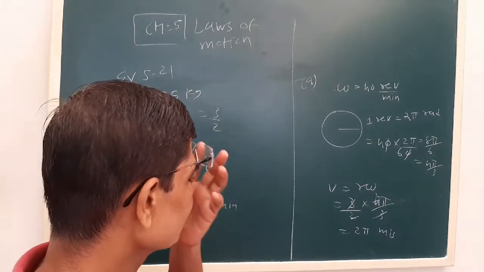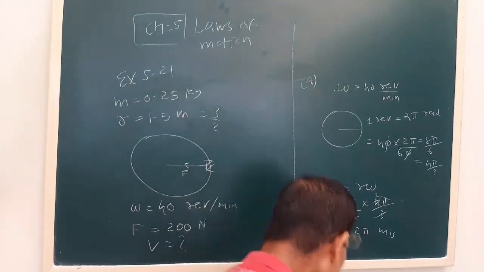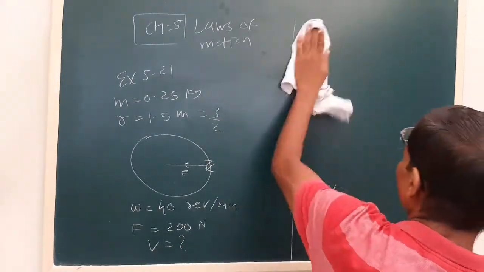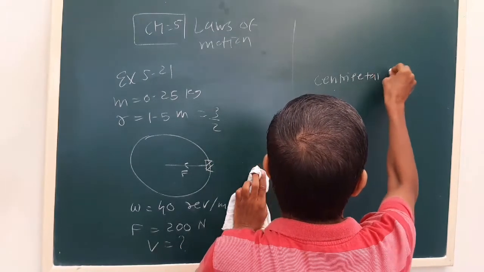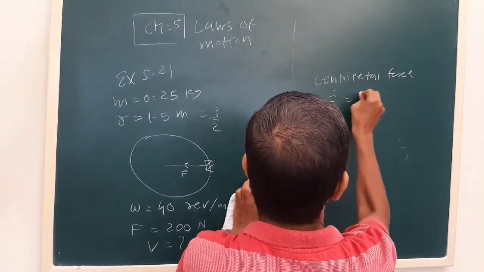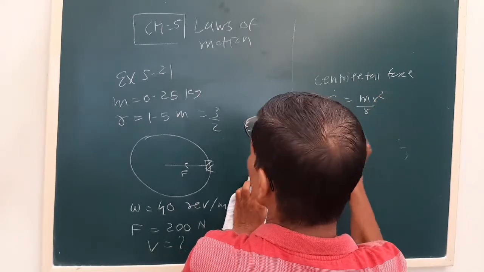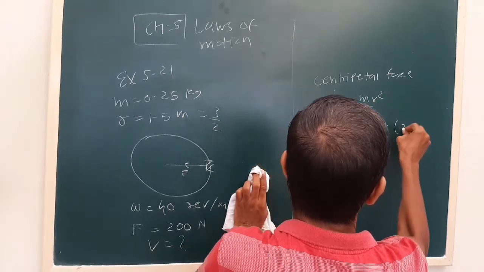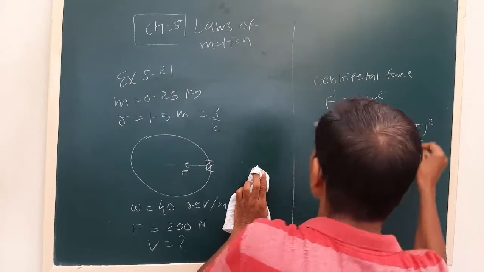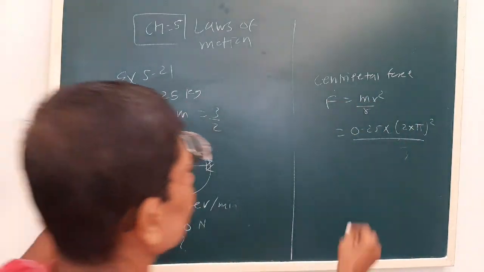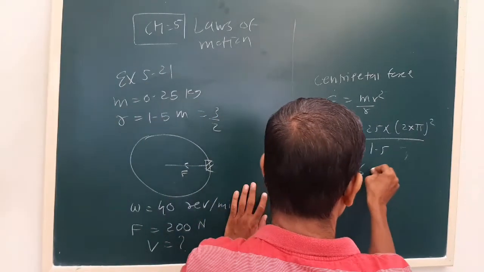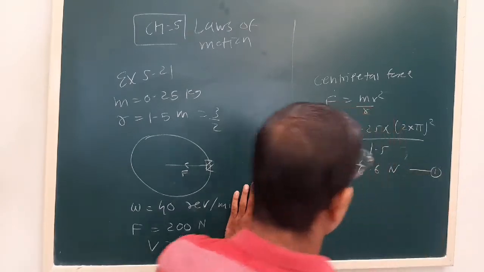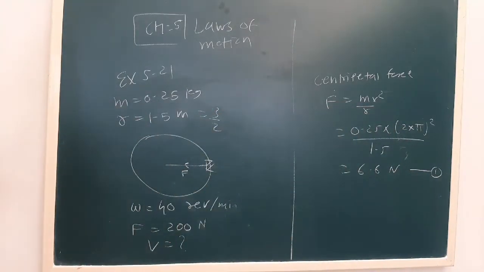Now the centripetal force is F equals m v square by r. Mass is 0.25, 2 pi whole square, and the radius is given as 1.5. If you solve, you will get 6.16 Newton. That is the answer of the first part of the question.